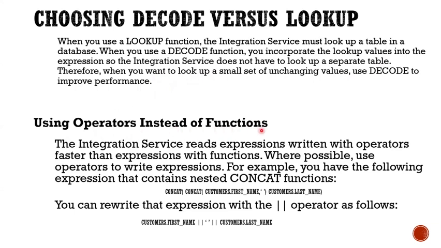Using operators instead of functions. Here it tells us the integration service reads expressions written with operators faster than expressions with functions. Where possible, use operators to write expressions. For example, if we have a nested concatenate expression, like customer first name, last name, you can rewrite the expression like this with a pipe. That way, it will be easy. So don't write like this in Excel.